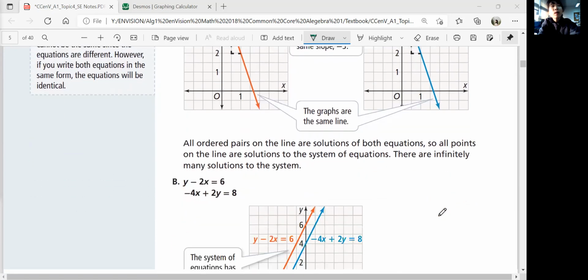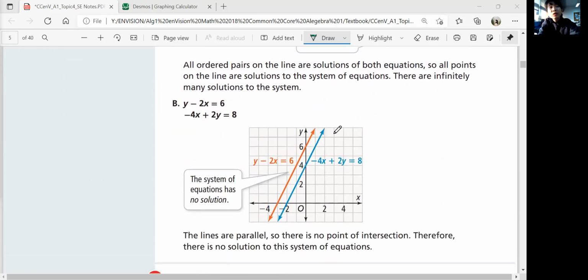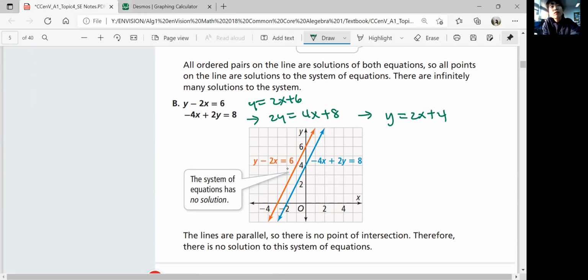Okay. What about part B? If you have two parallel lines like this, right? You have a standard form for the second one, and this is not really a form. But if you change both of them to slope-intercept form, you can compare them. Y is equal to 2x plus 6, and this is 2y equals 4x plus 8. But if you divide all of them by 2, you get y is equal to 2x plus 4.